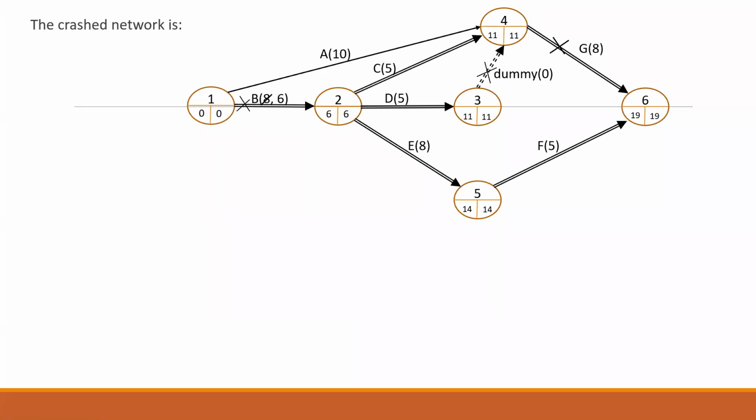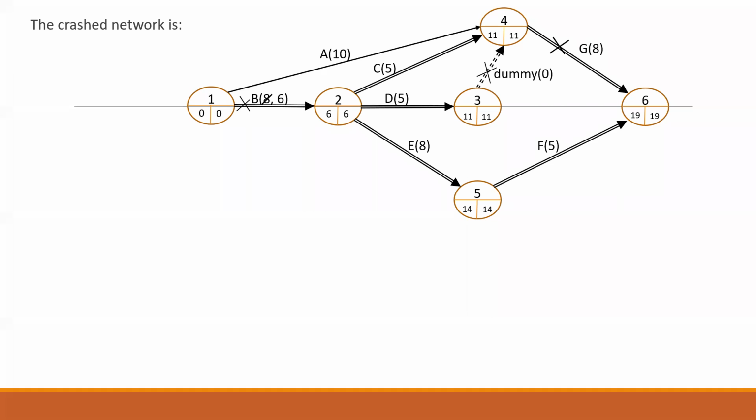Okay, so this is my new crashed network diagram. If you look at activity B, I have cancelled the duration 8 and I've got the new duration 6. And I have put a cross here. Why do we need a cross here? Because that is the maximum weeks I can crash that particular activity. I cannot go below 6 weeks, and that's the limit for crashing of activity B.